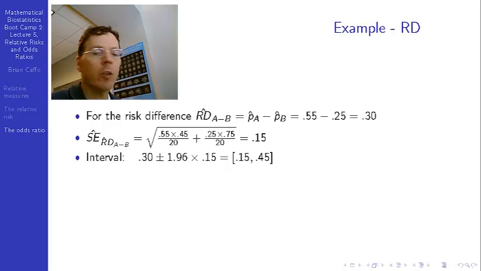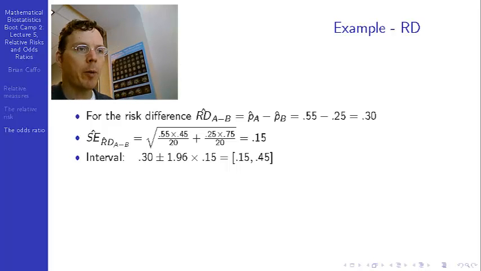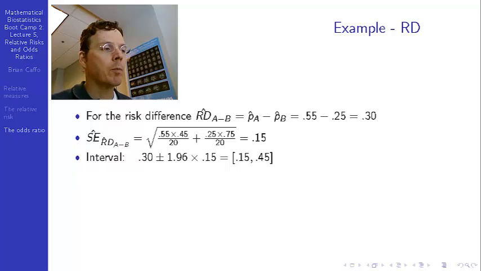Okay, and then just to finish off our thinking about this problem, consider the risk difference as well. So the risk difference would be here. I think it's a good idea to put that you're subtracting A minus B there. P_A hat minus P_B hat. That works out to be 0.30. The standard error of the risk difference is given in this formula here. It works out to be 0.15, and the interval is again given here.